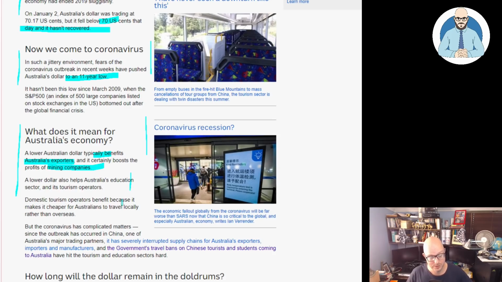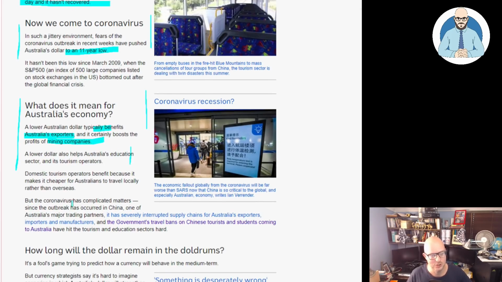Domestic tourism operators benefit because it makes it cheaper for Australians to travel locally rather than overseas. Yeah, no, that's true. I mean, are you planning a holiday locally, or are we all cutting back? For me, holidays are now just camping trips for the kids. You may be able to hear them in the background having a play outside. But the coronavirus has complicated matters.